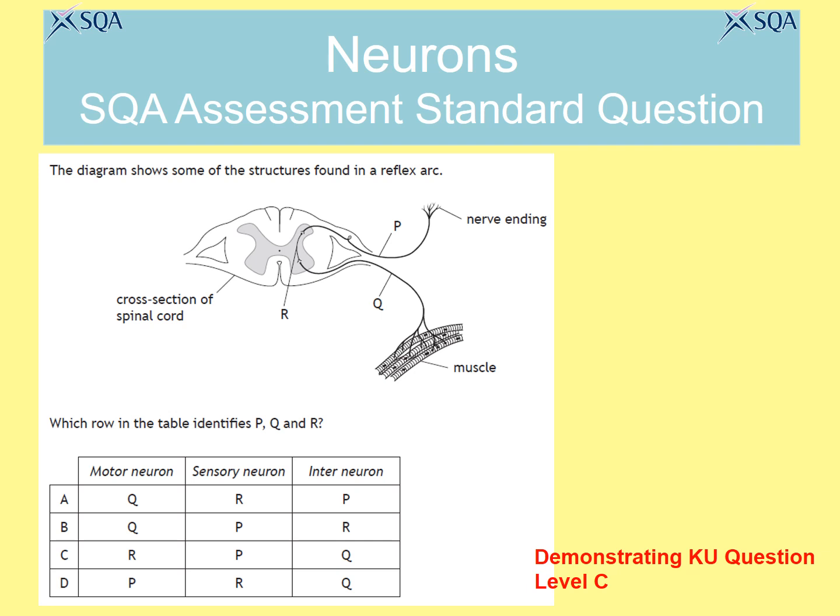Here we have an assessment standard question directly from a past paper. In this question, you've been asked to demonstrate your knowledge and understanding to level C. The structures found in a reflex arc are shown in the diagram. Which row of the table correctly identifies P, Q and R? I'll give you a moment to work your way through the table and think about what your correct answer is.